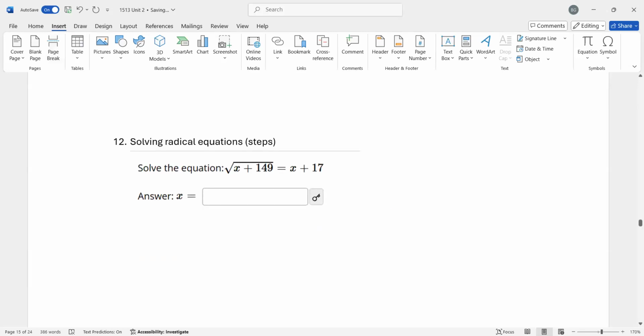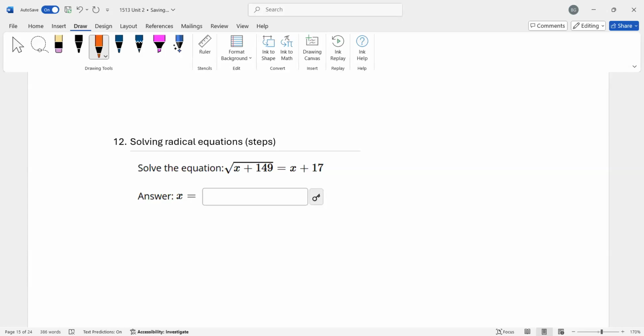The second type of equation we are going to learn is a radical equation. How do we solve radical equations? And we also need to know what kind of equations are radical equations. It's not that if you have a radical, it's counted as a radical equation.